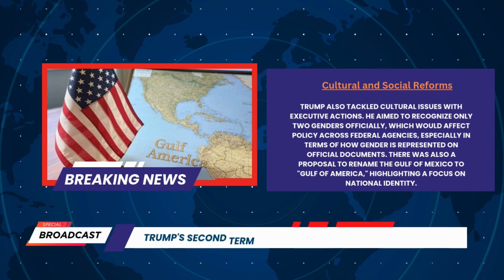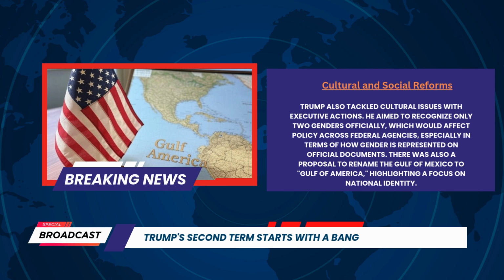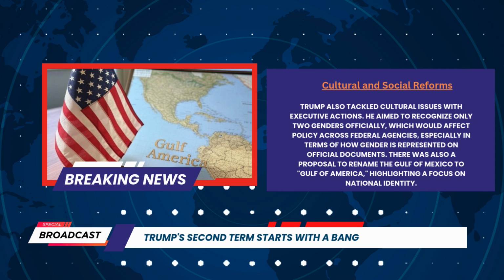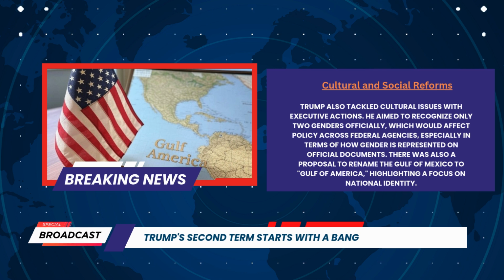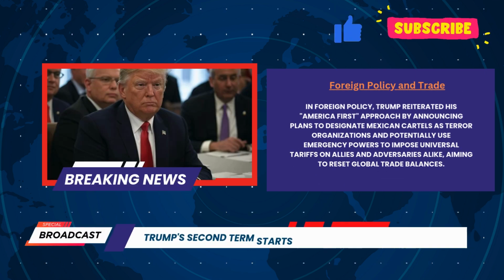Cultural and social reforms. Trump also tackled cultural issues with executive actions. He aimed to recognize only two genders officially, which would affect policy across federal agencies, especially in terms of how gender is represented on official documents. There was also a proposal to rename the Gulf of Mexico to Gulf of America, highlighting a focus on national identity. Foreign policy and trade.